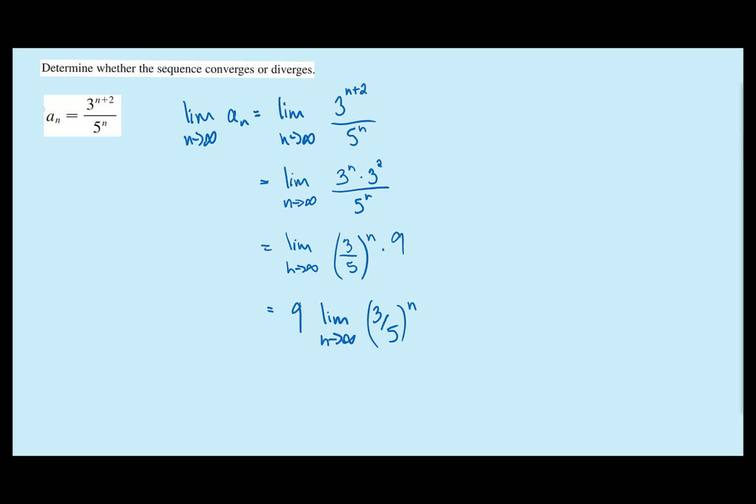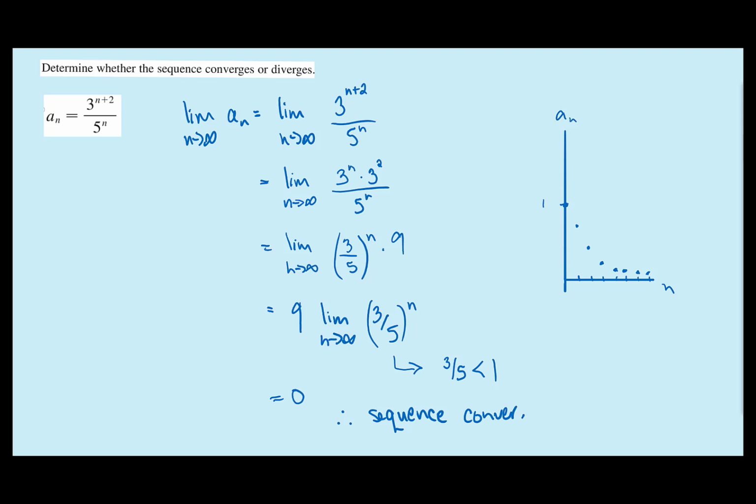Now what's this going to be? 3 over 5 is a number that's less than 1. Let's think about how this would look if we were to graph it. When n is 1, the term is 3 over 5. When n is 2, the term would be 9 over 25, which is smaller. So we can see as n increases, our terms decrease. This is just like an exponential function, and the limit is 0. It's like an asymptote, a horizontal asymptote. So the limit exists and the sequence converges.